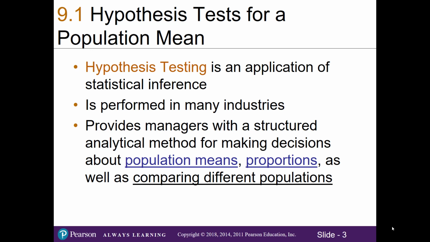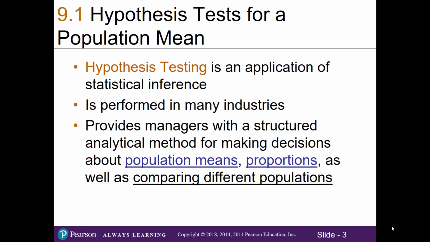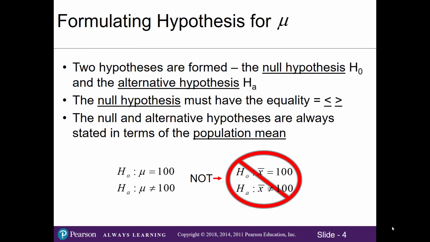Hypothesis testing helps business professionals have a way to make decisions about the population means, proportions, as well as compare different populations, even though we don't have all the information about the entire population. In this chapter, we'll focus on means and proportions of single populations. In hypothesis testing, two hypotheses are formed. The null hypothesis, denoted by H sub 0, and the alternative hypothesis, H sub A.